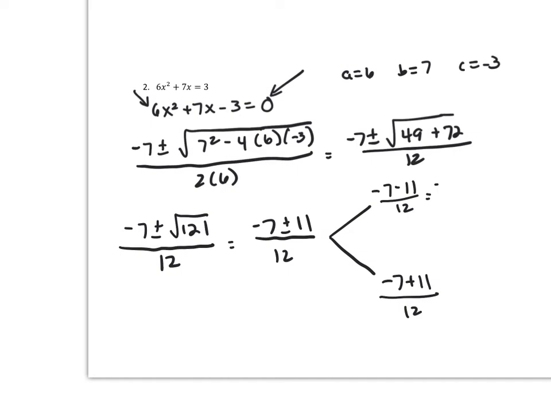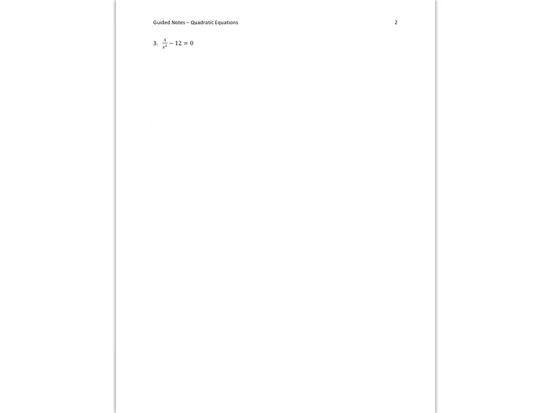And that's -18 over 12, and that will reduce down to -3/2. 6 goes into both of them. And -7 plus 11 is 4 over 12, which is 1/3. There's your 2 solutions. Now we've got one more example.